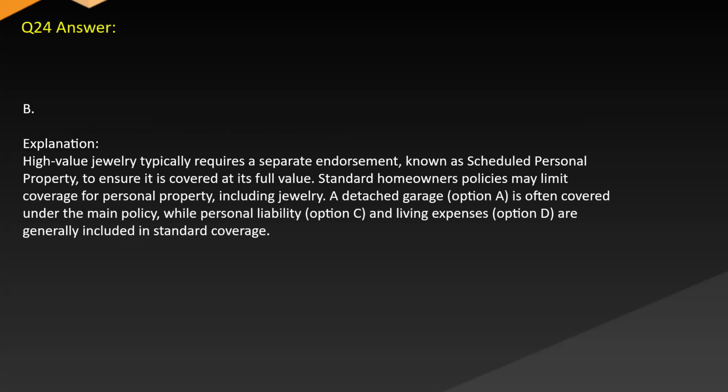Answer B. Explanation. High-value jewelry typically requires a separate endorsement, known as scheduled personal property, to ensure it is covered at its full value. Standard homeowners policies may limit coverage for personal property, including jewelry. A detached garage, option A, is often covered under the main policy, while personal liability, option C, and living expenses, option D, are generally included in standard coverage.